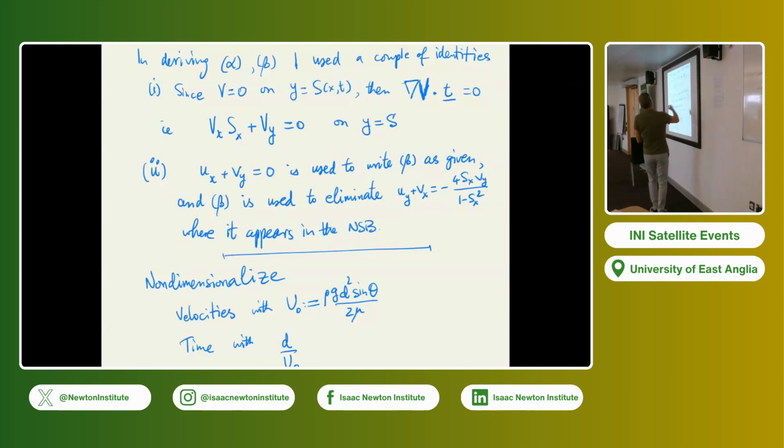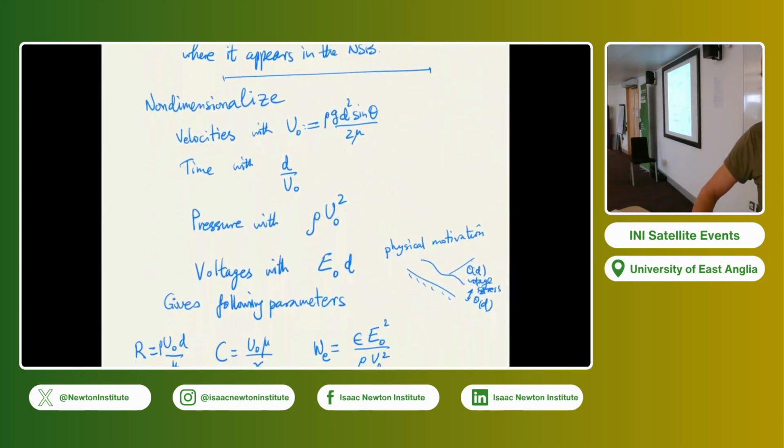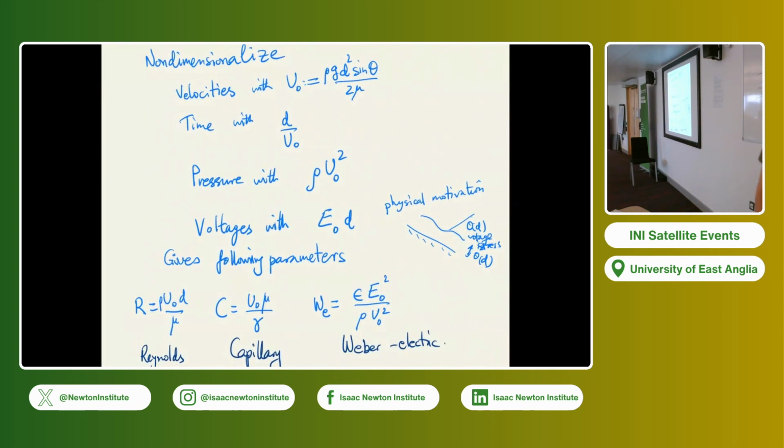Just some details in deriving this. I just used some identities. It's really not important, right? I mean, you can leave them as they are. It's not important to do that. So let's now non-dimensionalize and see what we can do asymptotically.